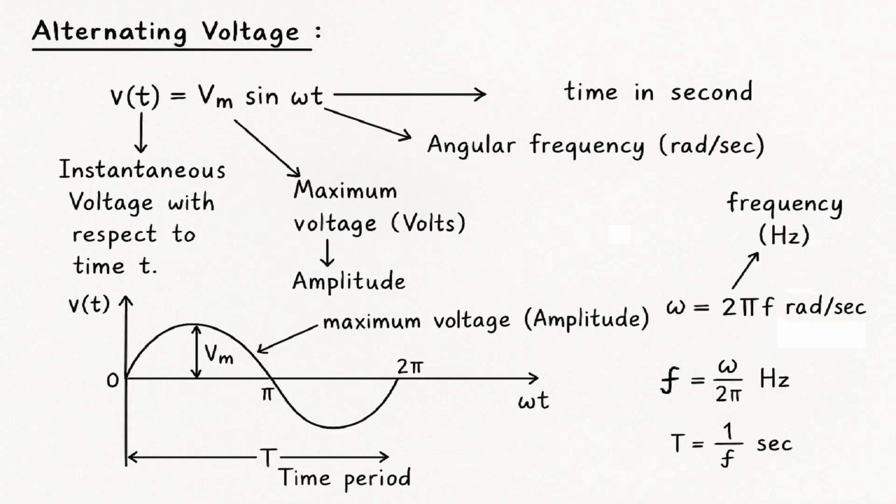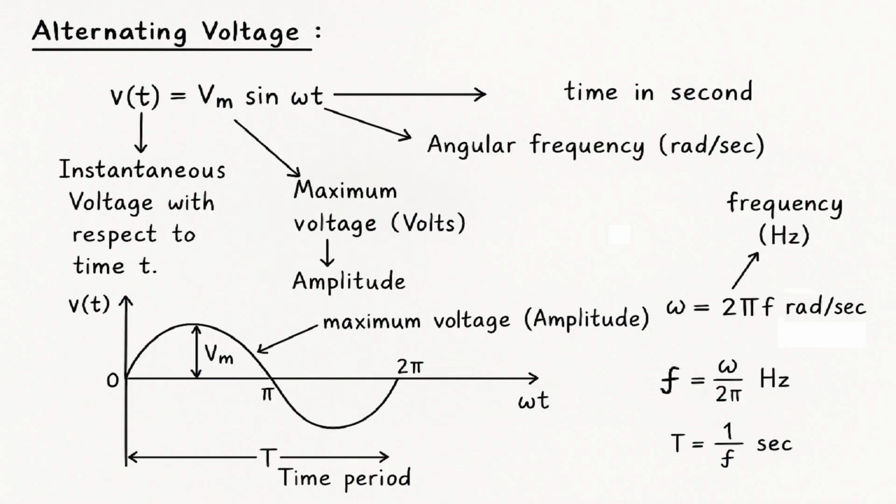This formula, omega equals 2 pi f, beautifully connects the two ways of measuring speed. Since one full cycle is 2 pi radians, it makes perfect sense that if you have f cycles per second, your total speed in radians per second, which is omega, would be f times 2 pi. From this, we can easily get the next formula by rearranging it, f equals omega divided by 2 pi. This just shows that if you know the angular frequency, you can easily calculate the standard frequency in Hertz.